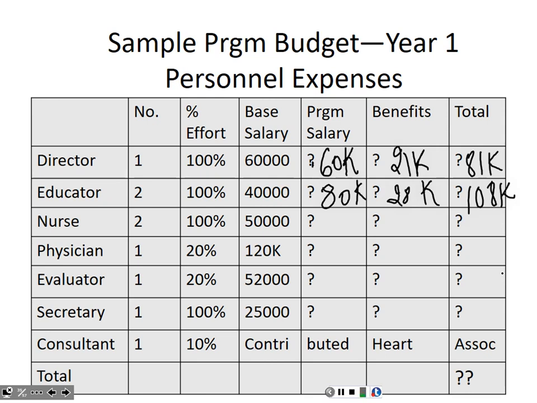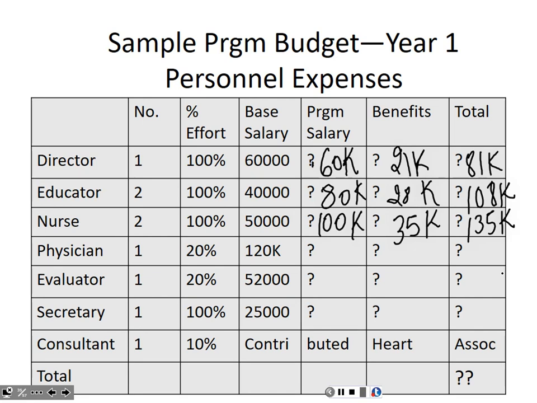Okay, nurses. Okay, so for one of them, again, 50,000 allocated to my program. For both, 100,000. Benefits, next please. 35,000 for both. So it's 100,000 times 0.35. Total cost? 135,000. Excellent.